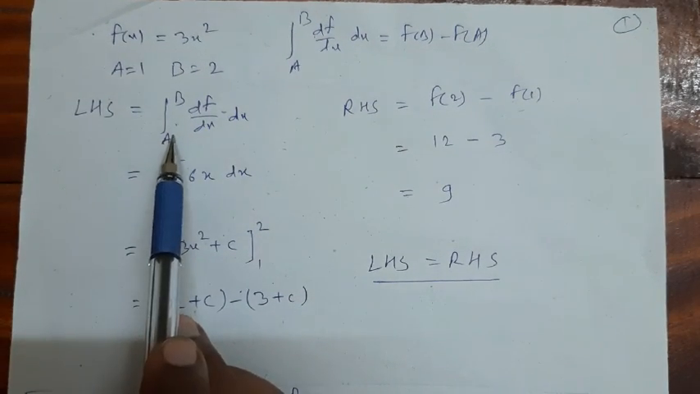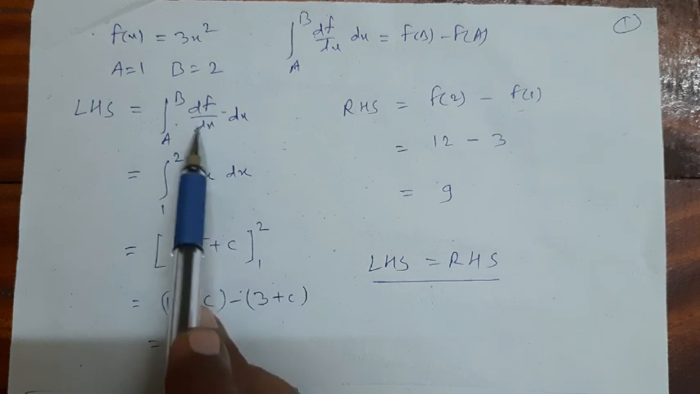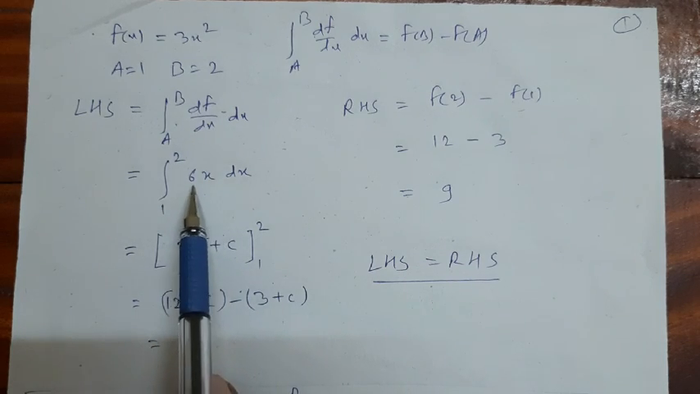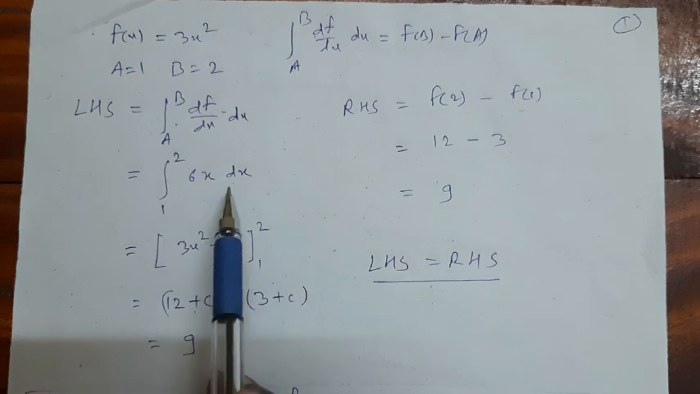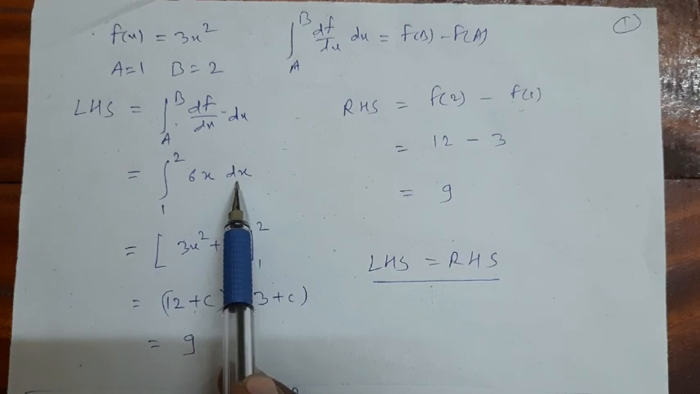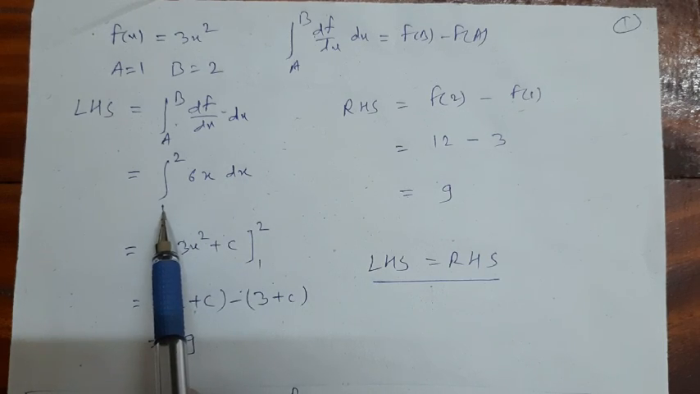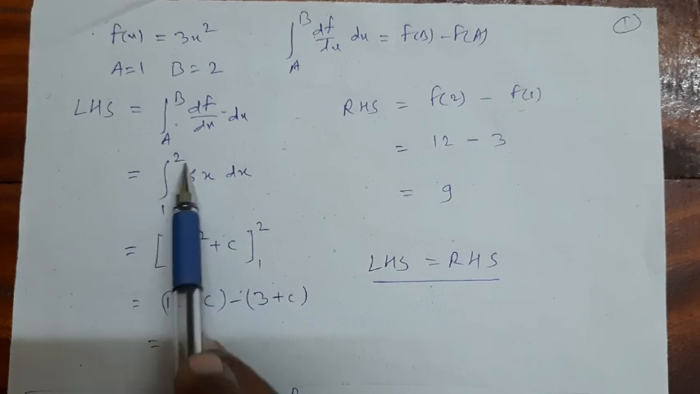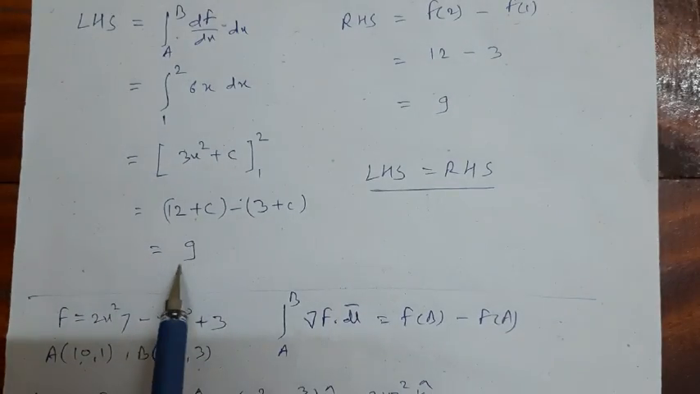Our left hand side is this. First I have calculated the derivative of f with respect to x, it is 6x, and then I have integrated this with respect to x within the limit of 1 to 2, and the left hand side is 9, correct? You can go through this.